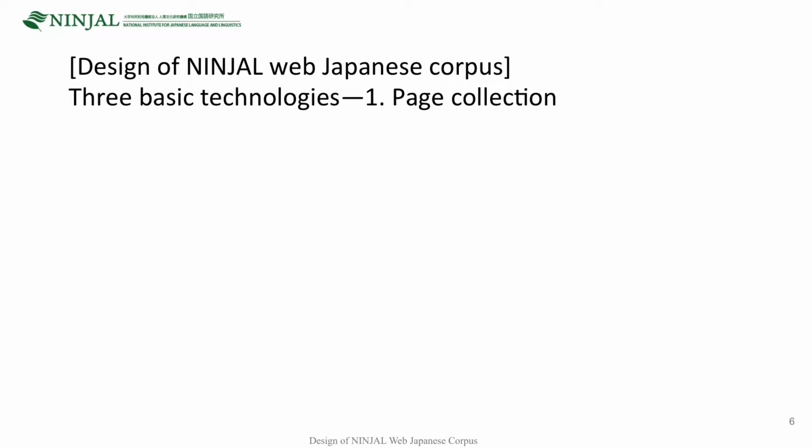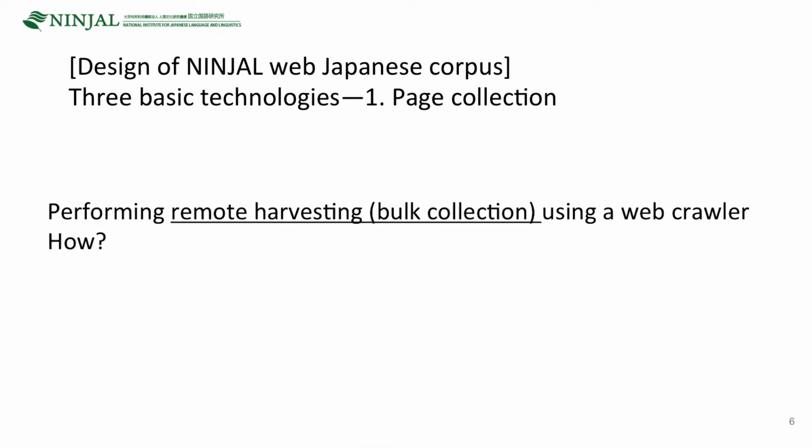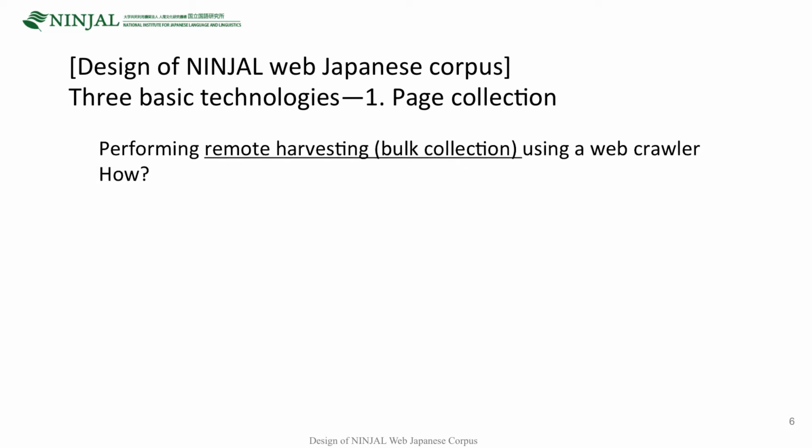The first issue is that of page collection. We perform remote harvesting using bulk collection with the web crawler. We will present the web crawler on the next slide. Here we present alternative methods. Remote harvesting refers to collection using a web crawler or spider. Bulk processing means collection by a crawler using an automated search algorithm. For our project, we perform remote harvesting using a bulk collection approach. This slide presents how to perform it.